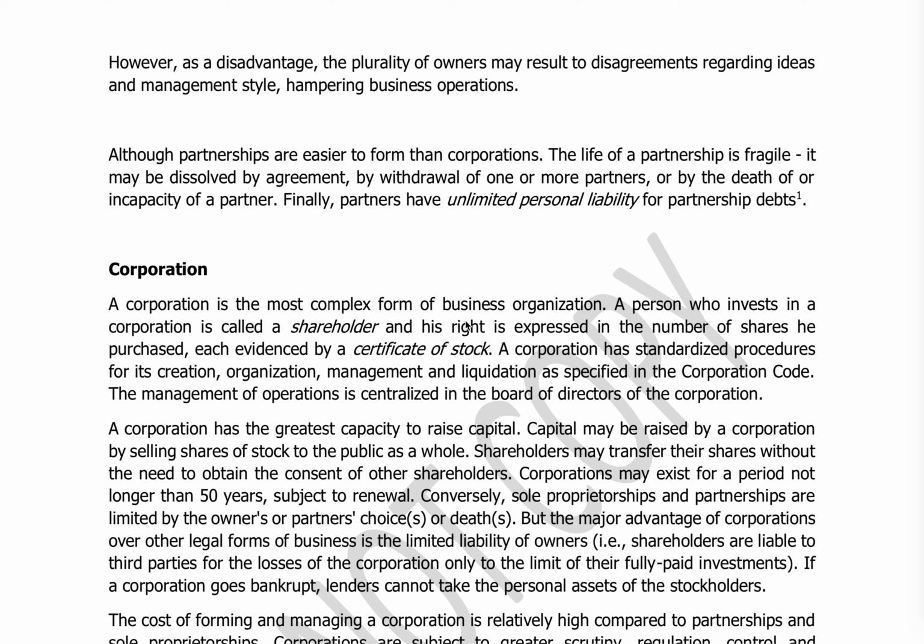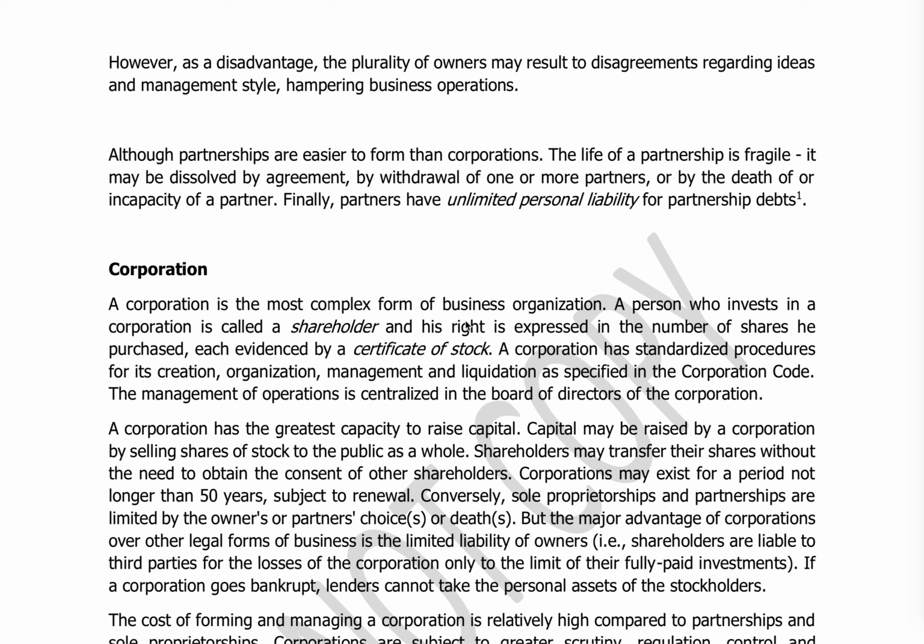Unlike pag corporation, kahit na ibenta ni stockholder sa iba yung stocks niya, buhay pa rin ang corporation. Kahit mamatay si stockholder na may hawak ng stocks sa corporation, buhay pa rin si corporation. Ayan.